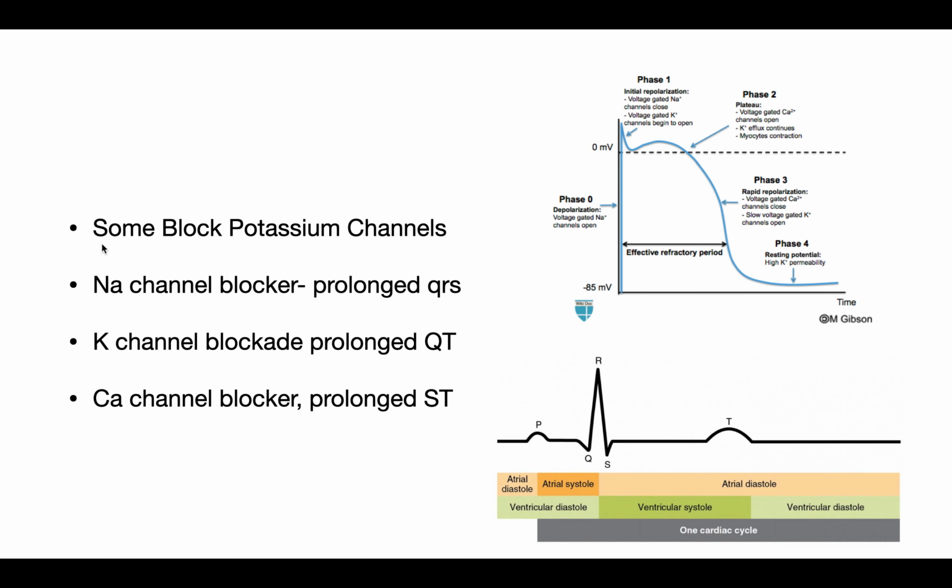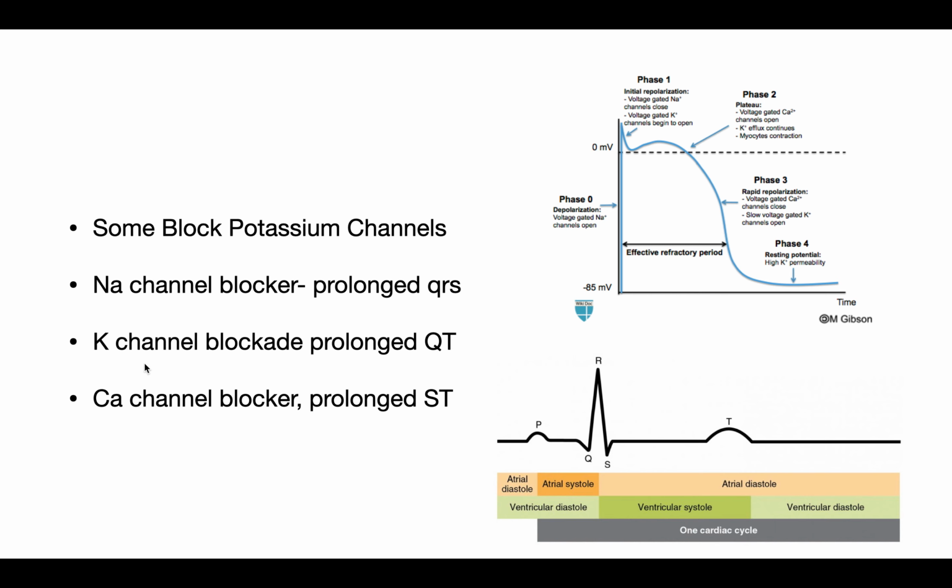So there's a couple. Some will block the potassium channels, and that is going to block either phase 1 or phase 2. So it's going to block the channels from opening in phase 1, and it's going to block the potassium efflux in phase 2. A calcium channel blocker is going to work on phase 1. It's going to prolong the QRS complex. It's going to continue the action potential. It's going to slow the rate, but it's going to elongate the action potential time.